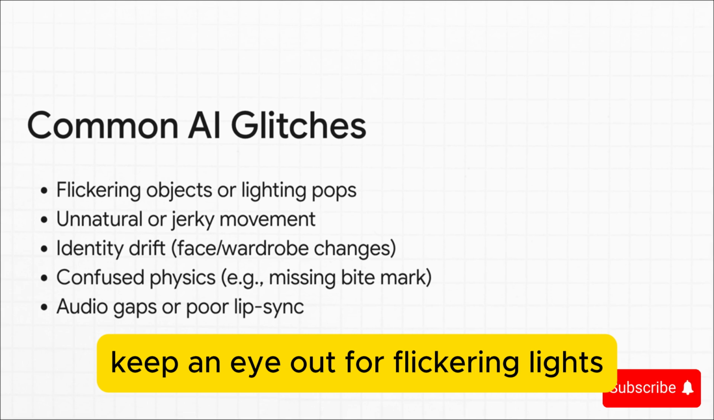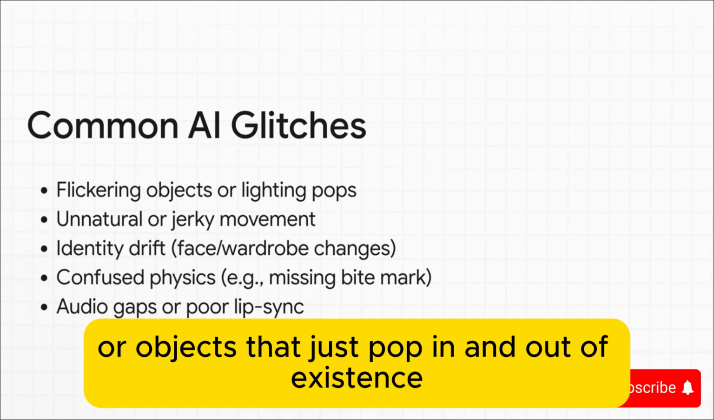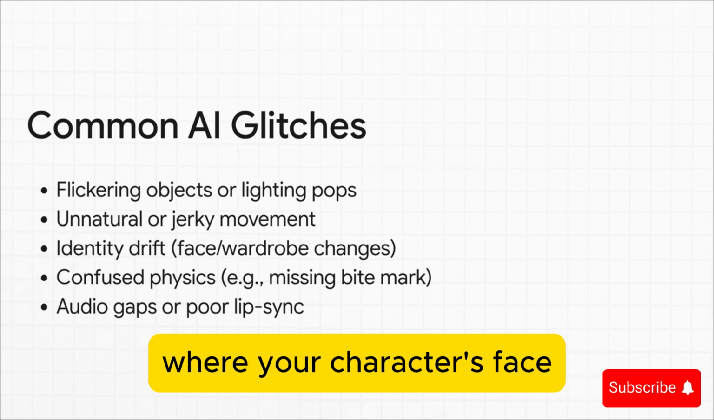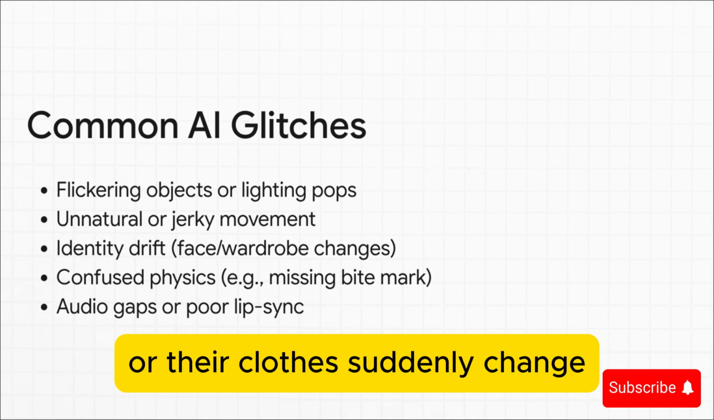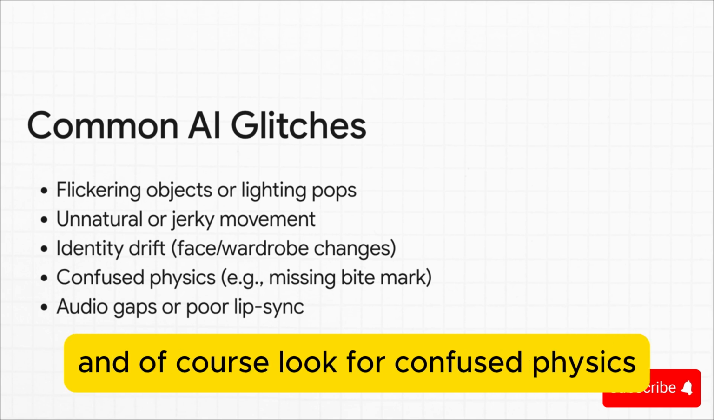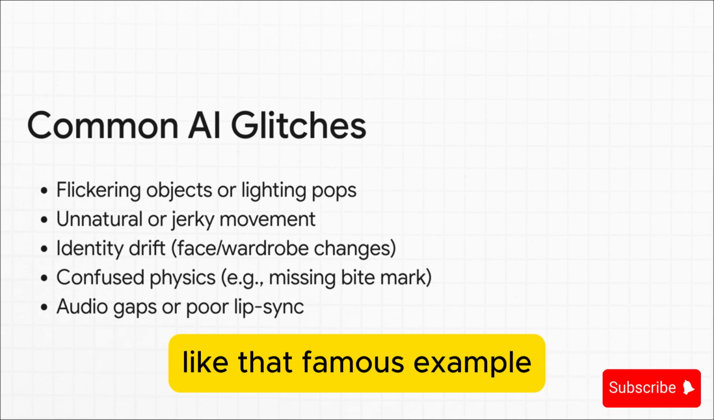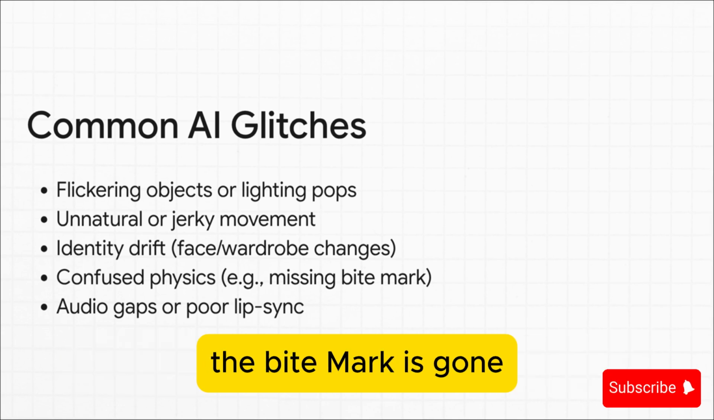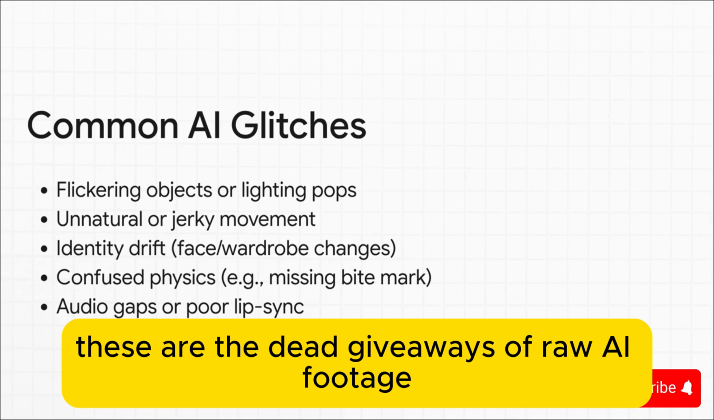Keep an eye out for flickering lights or objects that just pop in and out of existence. Watch for that classic identity drift, where your character's face or their clothes suddenly change. And of course, look for confused physics, like that famous example where someone takes a bite of a cookie and in the very next frame, the bite mark is gone. These are the dead giveaways of raw AI footage.